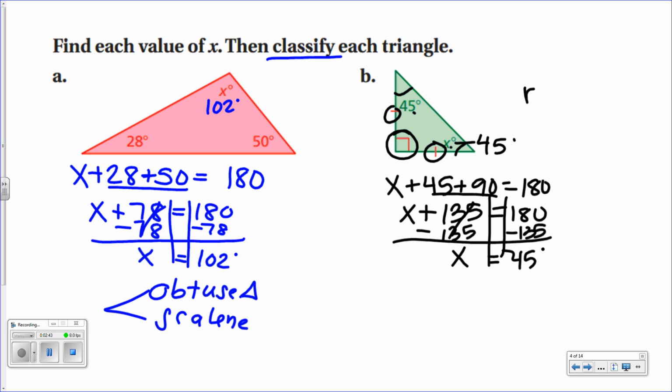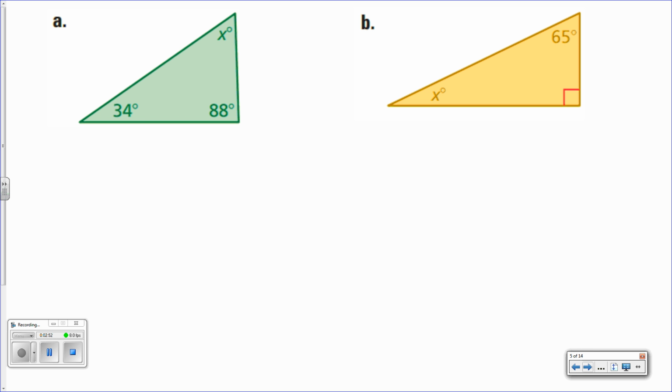To classify this, you should have said it is a right triangle, because you have a right angle. And two of the sides are the same, so it is isosceles. All right, try the next one. Turn your computer back on when you're ready to check it.